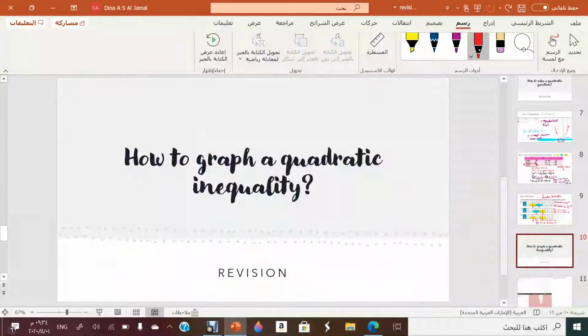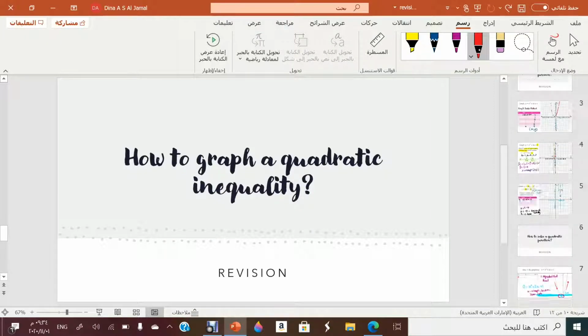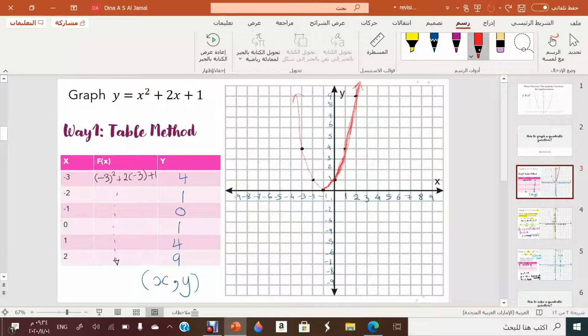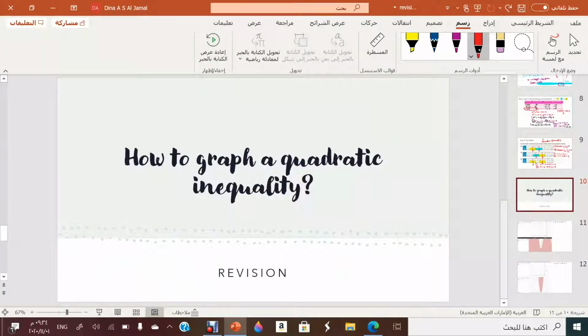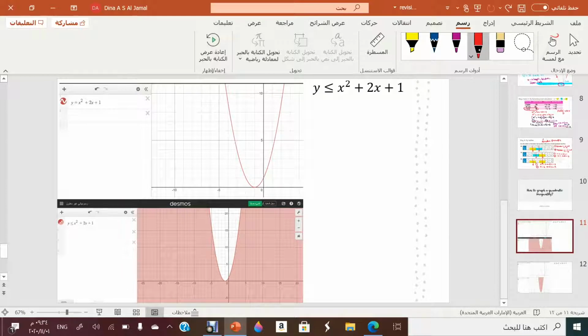Now, how can you graph a quadratic inequality? Previously you learned how to graph the quadratic equation. So we will be using this to graph your quadratic inequality. To graph it, first of all, you will be removing the inequality sign and keep it as it is. Y equal x squared plus 2x plus 1. And this is the graph of it.